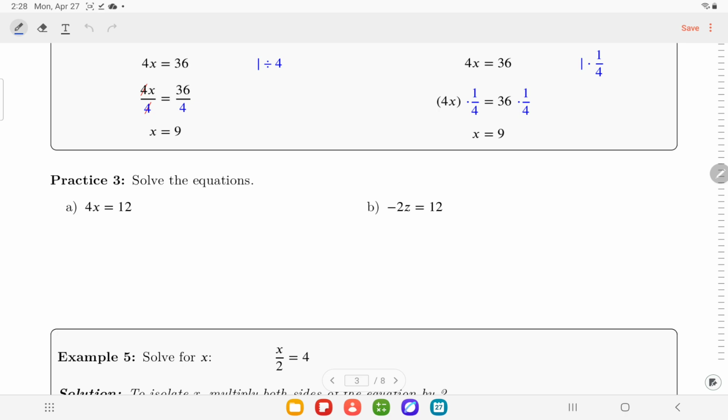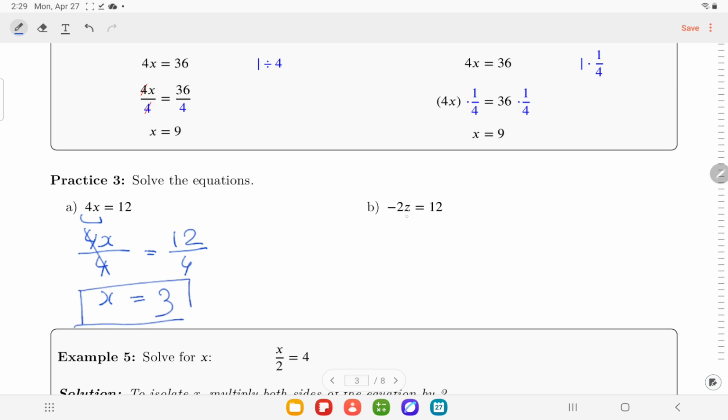So now we're going to be looking at a different kind of equation. So here we have 4 times x, and we want to isolate x, so we only want x on this side. And we want to get rid of the 4. The only way to get rid of the 4 here is to use the opposite operation. So the opposite of multiplication is division. So we are going to divide by 4 on each side. And here the 4's will cancel out. So we'll have x equals 3.